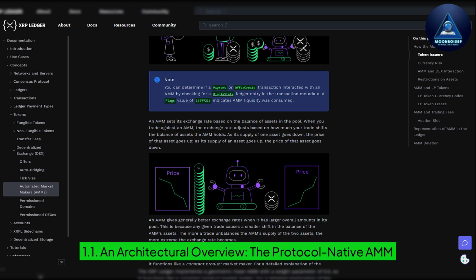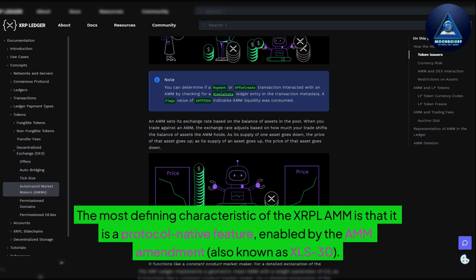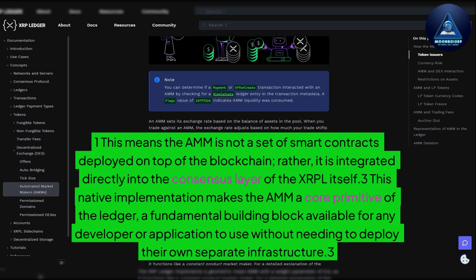1.1. An architectural overview. The protocol native AMM. The most defining characteristic of the XRPL AMM is that it is a protocol native feature, enabled by the AMM amendment, also known as XLS-30. This means the AMM is not a set of smart contracts deployed on top of the blockchain. Rather, it is integrated directly into the consensus layer of the XRPL itself. This native implementation makes the AMM a core primitive of the ledger, a fundamental building block available for any developer or application to use without needing to deploy their own separate infrastructure.